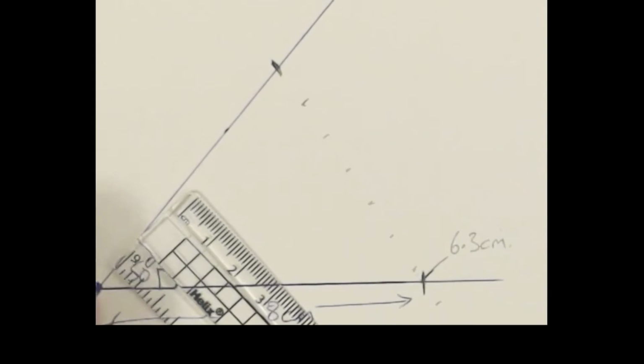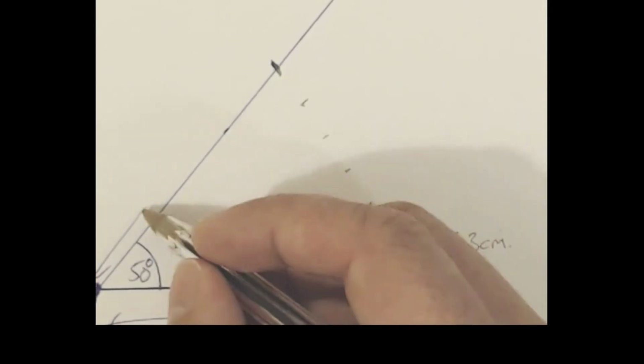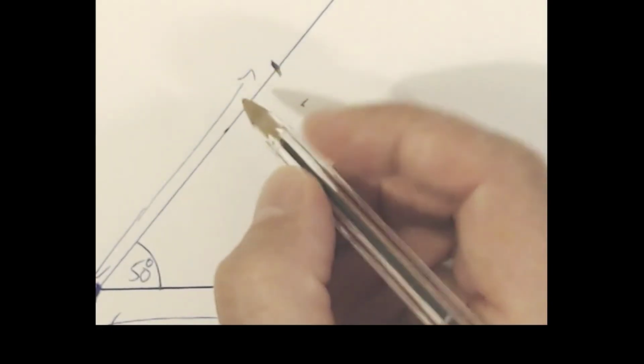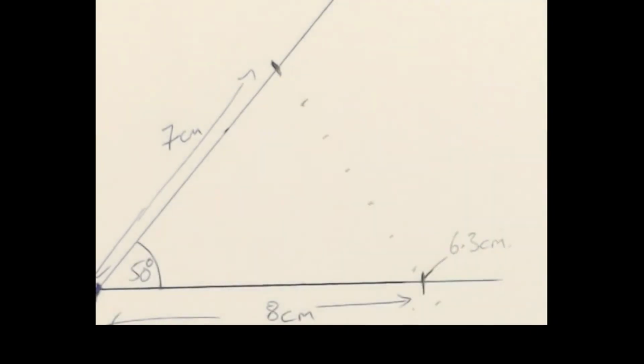So when I ask you to give the distance, I will ask you to draw one leg, which is 8 centimeters. I will ask you to draw an angle of whatever the angle is. In this case, it's 50 centimeters. I will ask you to measure another distance here, which in this case I think was 7 centimeters. Is that right? It was 7 centimeters.